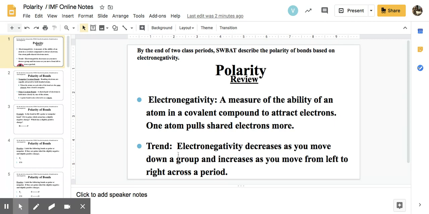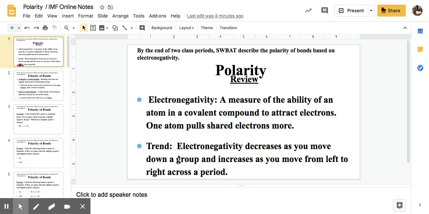So I'm going to start by talking about electronegativity because that relates directly to polarity. You guys have studied electronegativity already. So you know that it happens in a covalent bond and the atoms are pulling electrons towards themselves. Although covalent is shared electrons, the electrons are not shared equally necessarily. The trend is also something that we studied in the last unit. It decreases as you go down a group and increases as you move from left to right.